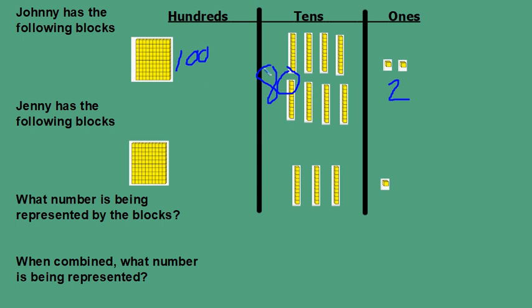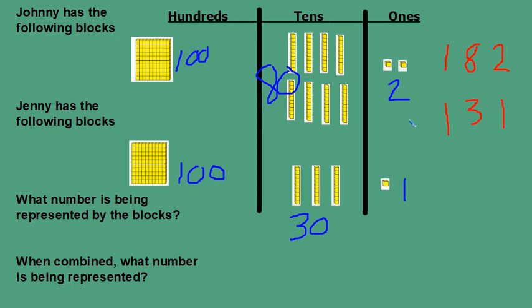So I see 100. Jenny, she has 1, 1. In the tens place, I see 3 tens, or 30. In the hundreds place, I see 1. So that's 100. Okay, so Johnny has 100 plus 80 plus 2, or 182. Jenny has 100 plus 30 plus 1, or 131.